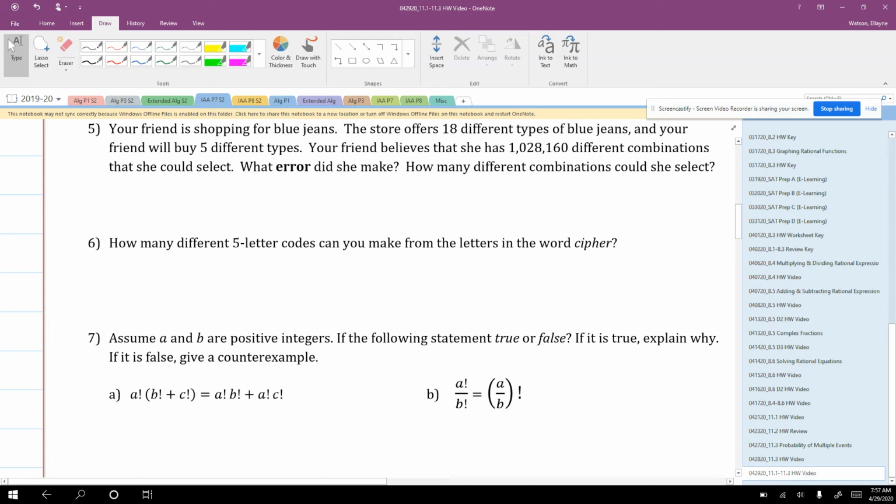So that kind of means, is the letter C in the first spot, or the second spot? Is it in the third spot? Is it in the fourth spot? Is it the fifth spot, etc. And it does matter because you don't want any repeats, right? Because it's how many different 5-letter codes.